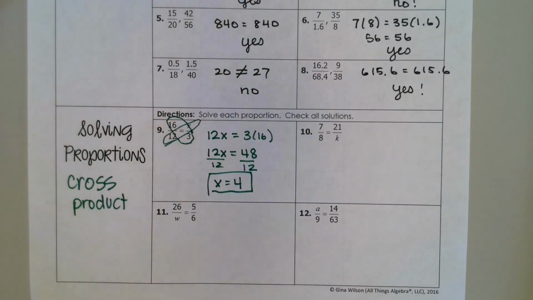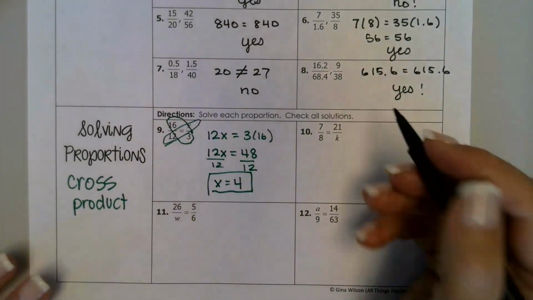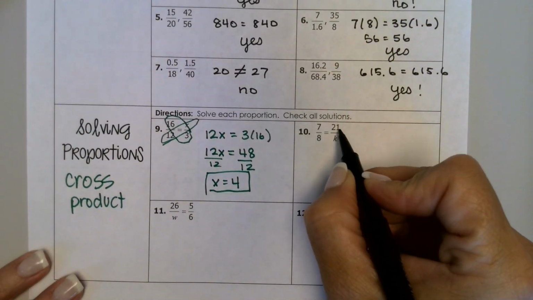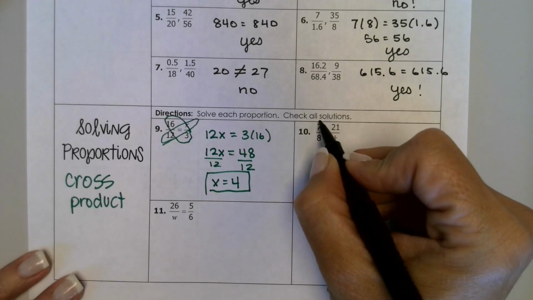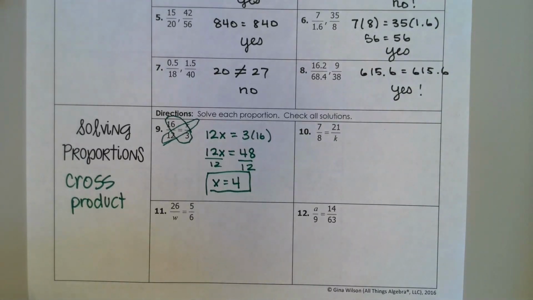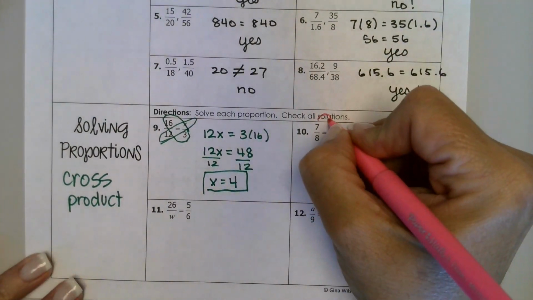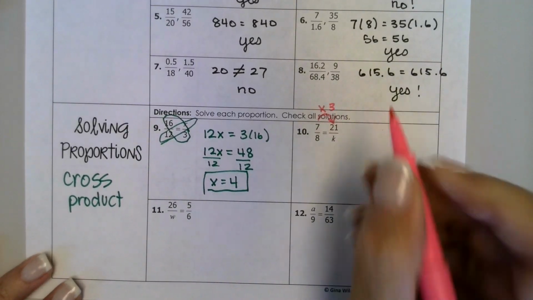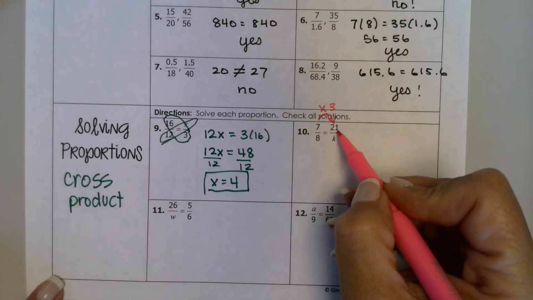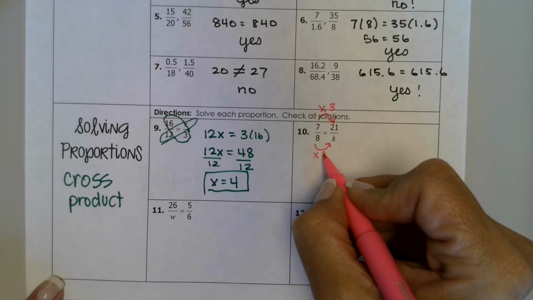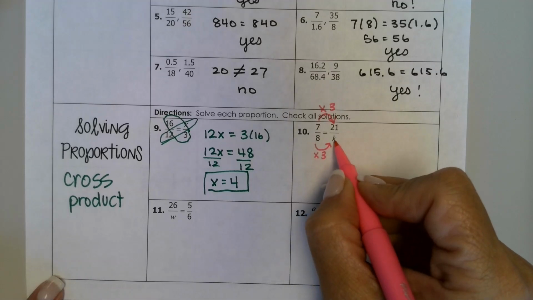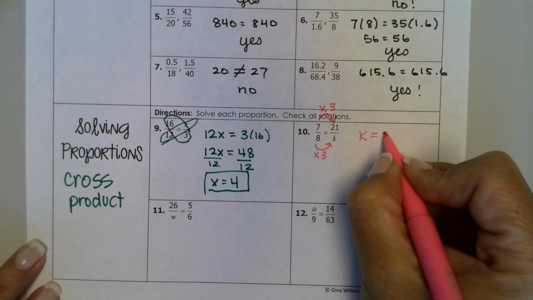All right? So I'm going to do something a little bit different on this next one. I look at this and I say, okay, if 7 is proportional to 21, so if 7 is to 21, 8 is to what? To go from 7 to 21, I'm going to multiply by 3. So 7 times 3 is 21. Whatever I do to the top, I have to do to the bottom, just like this. So 8 times 3 is going to be k. 8 times 3 is 24, so k equals 24.